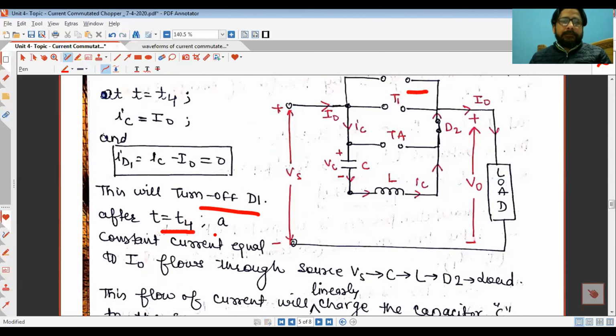So at T is equal to T4, a constant. Now what happened? अभी इधर तो करंट कुछ नहीं फ्लो कर रहा है. Now you can see the load current will keep on flowing in this direction. This is how it will flow.